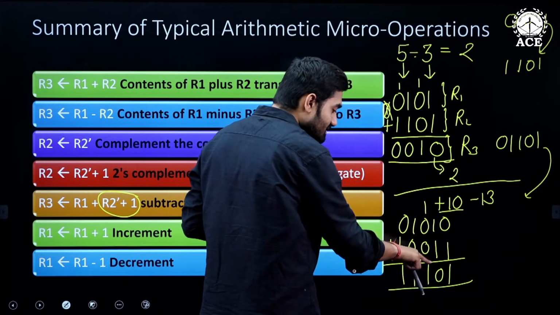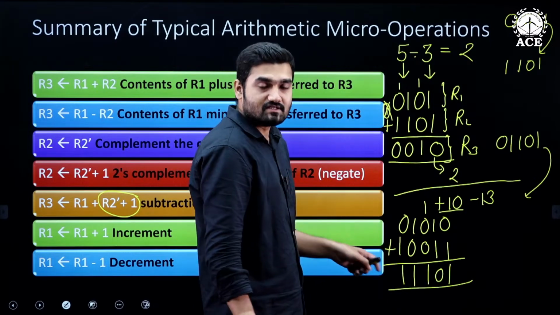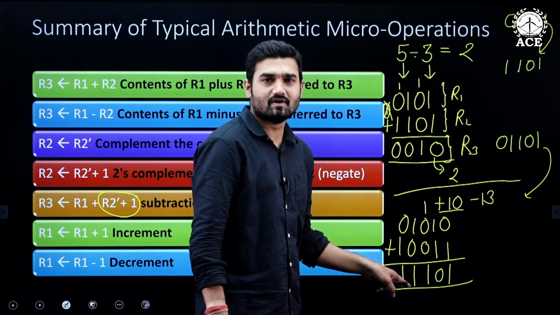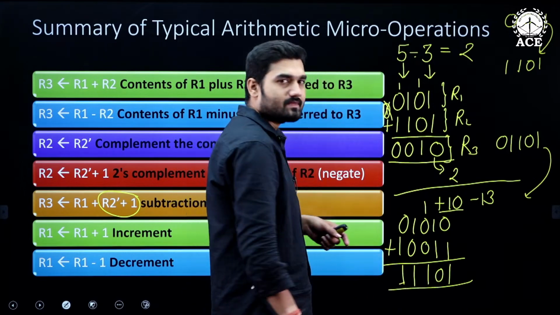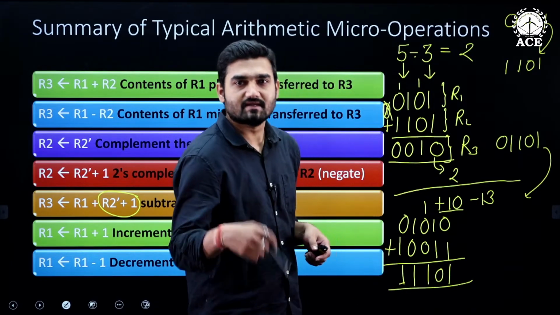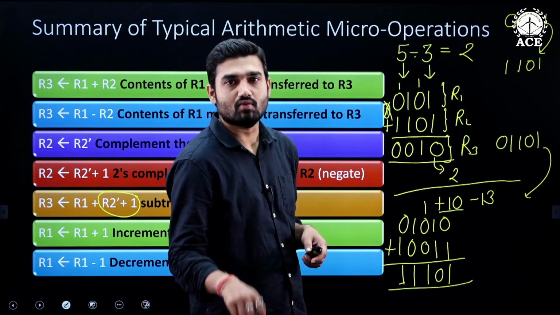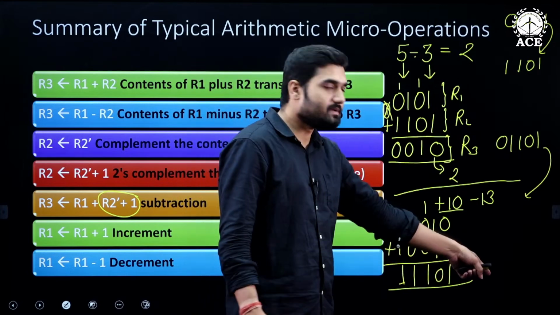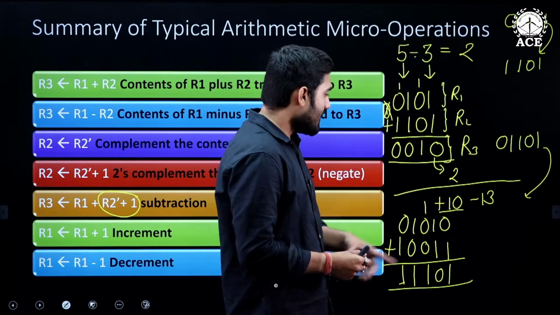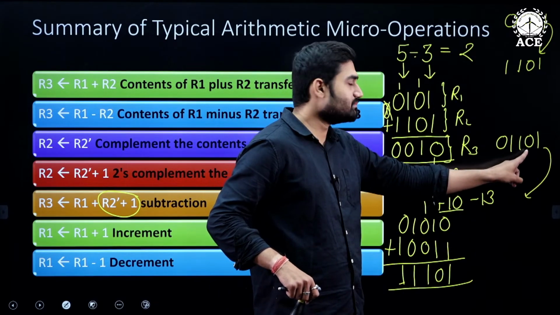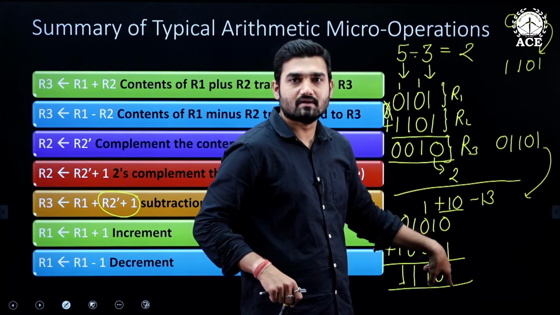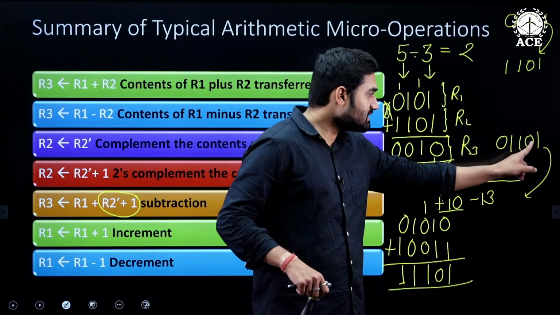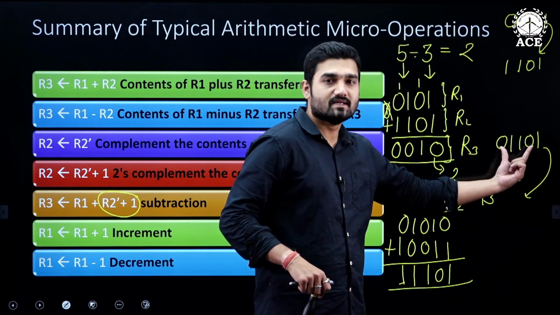Sir, it is written 2's complement, and this is a negative number. Why? See the MSB. The MSB is 1, so it is a negative number. Can you tell me directly? No. If it is a negative number, you must take the 2's complement first, then you will tell. How are you writing minus 13? First you write plus 13, then you take 2's complement in order to find minus 13.